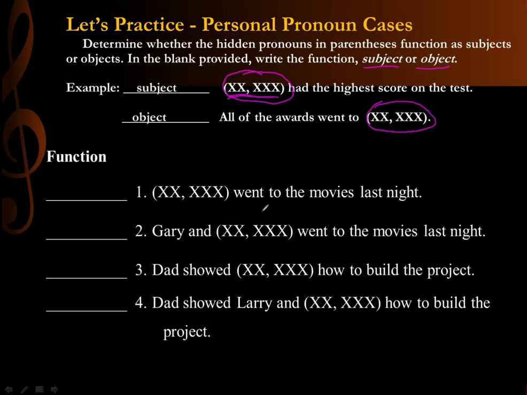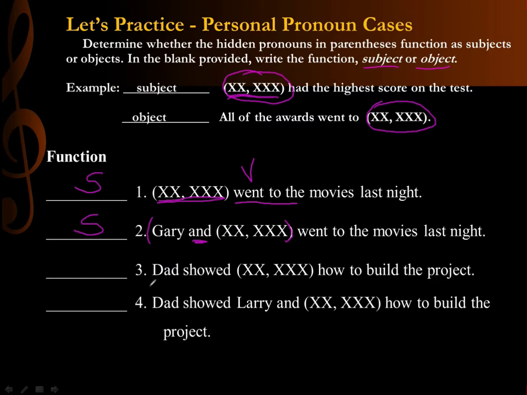So on number 1, we want to see, well, what's happening? Somebody's going to the movies. Somebody went to the movies. This is our verb. Who did that? It would be whoever we've got sitting here. So that would be a subject. Here we say Gary went to the movies. Well, we know that he did. We know he's the subject. And it says "and," that means that these two things are joined together. So if Gary was a subject, then so is this one a subject.